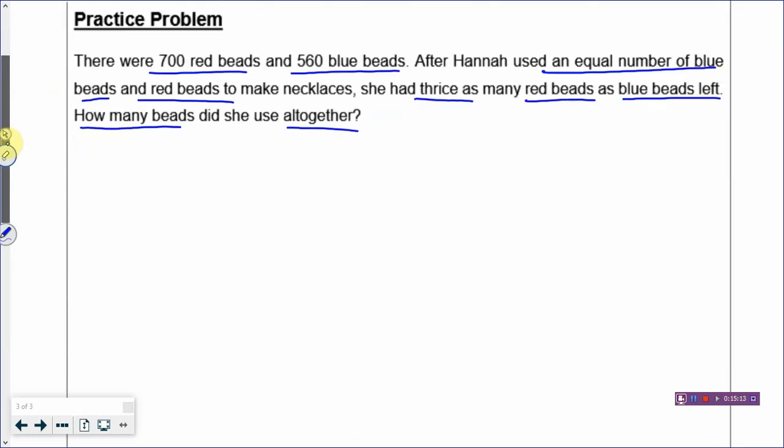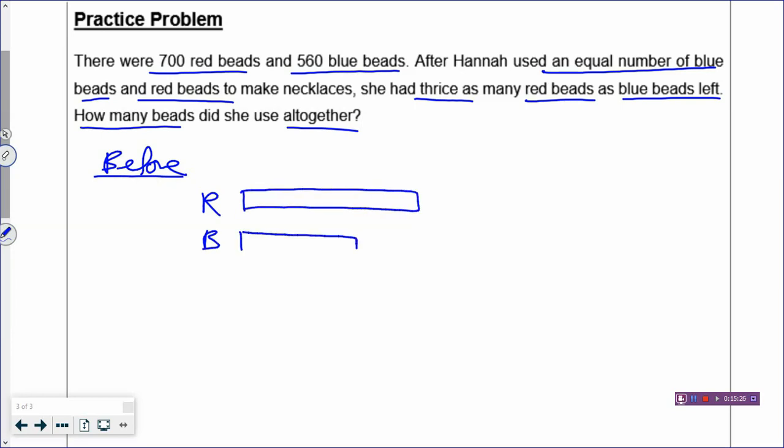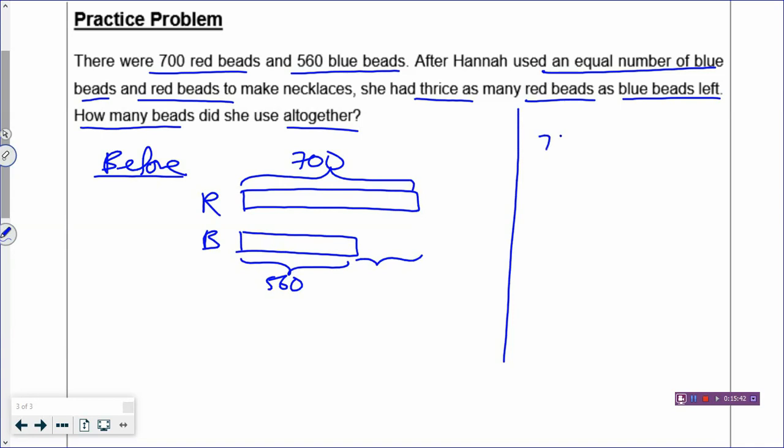All right, so let's draw out the before model. Before there were 700 red and 560 blue. So you have a long rectangle for red, and for blue you have a shorter rectangle. And if I'm not sure how to exactly draw the model, then I put the number outside. And if I know the difference is unchanged, then let's go and find the difference. So you take 700 minus 560, and the difference is 140, and you put it down over here. That is your before model. Very simple.